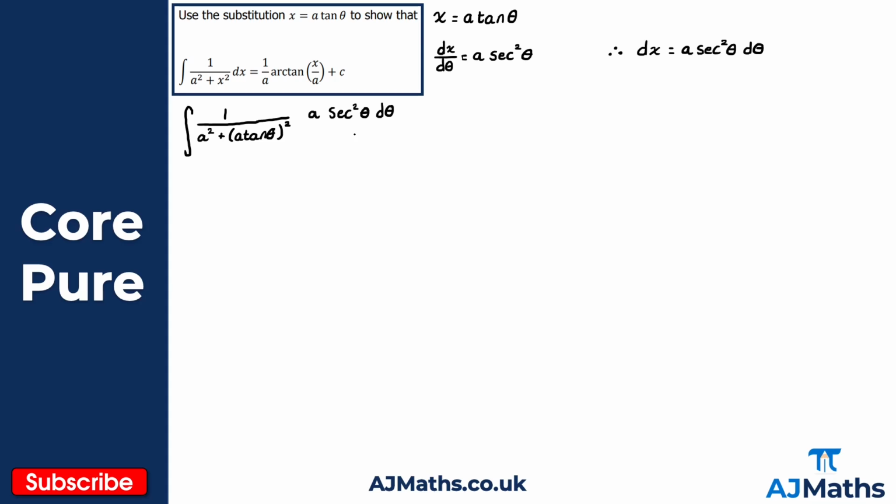Now, what I can do to begin with is take the 1 and multiply it by a sec squared theta d theta. My numerator is now simply going to be the integral of a sec squared theta d theta, and I'll keep the d theta just outside as we would do for a standard integral. This is all over a squared plus a tan theta all squared. Clearly if I square this, I'm going to get a squared tan squared theta, so we have a squared plus a squared tan squared theta.